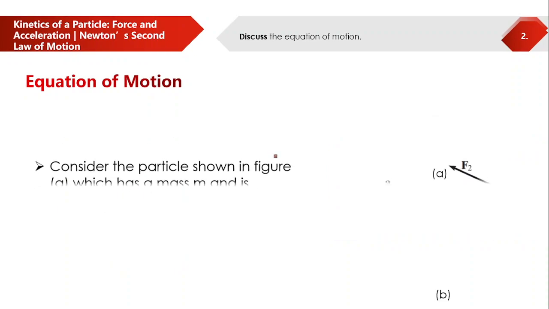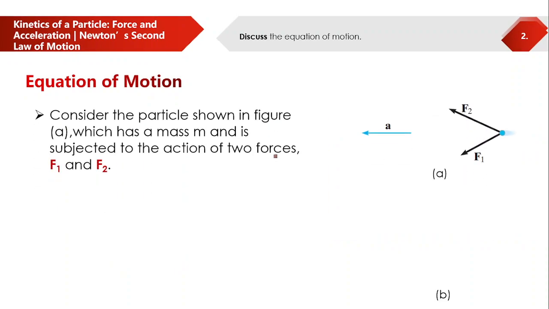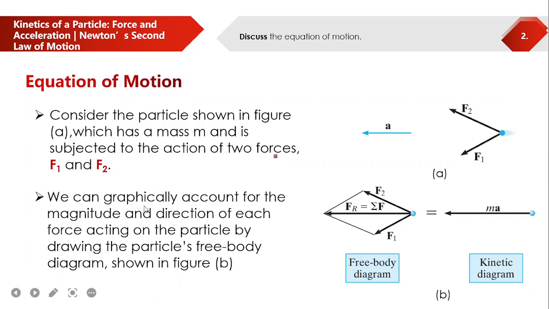Okay? So, the equation of motion states that, consider the particle shown in the figure, which has a mass m and is subjected to the action of two forces, F sub 1 and F sub 2. So two forces are acting on our particle, this blue circle here. And the direction of its acceleration is left. Okay? So, we can graphically account for the magnitude and direction of each force acting on the particle by drawing the particle's free body diagram. So this is what you call the free body diagram and the kinetic diagram.